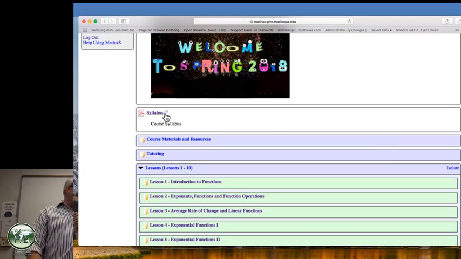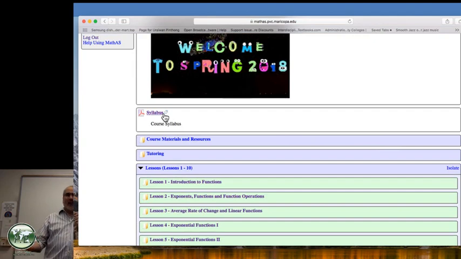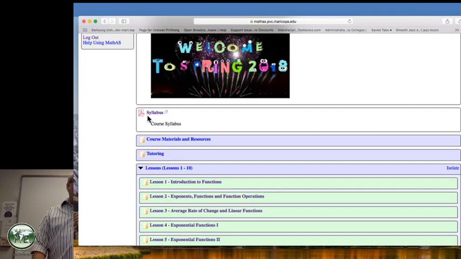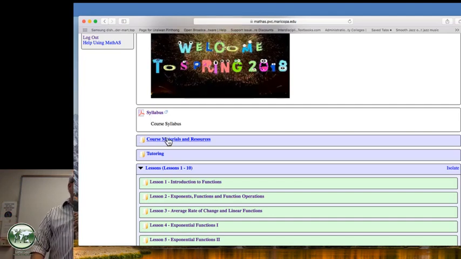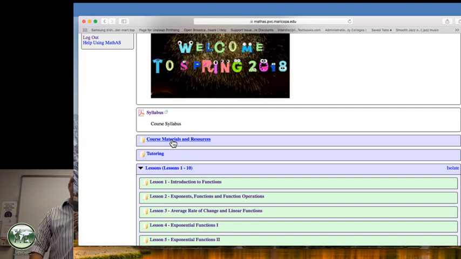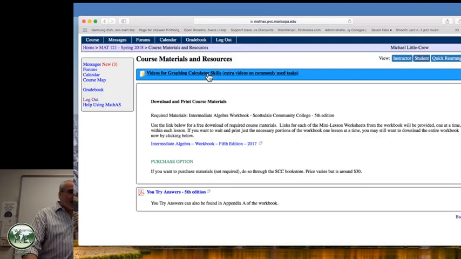There's a link to the syllabus here as well as in Canvas. I guess I never showed Canvas yet, but maybe I'll do that next. You've already got the syllabus, but here it is if you lose it. There are some course materials and resources. There is the full book you can download and print. It's right here in electronic form, or you could buy it from the bookstore.